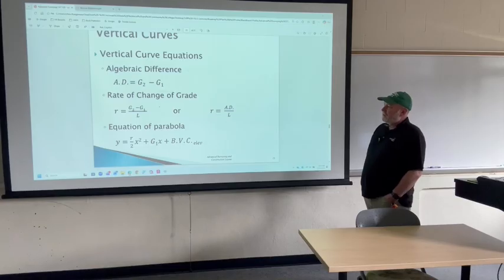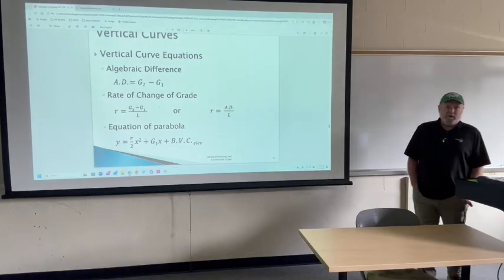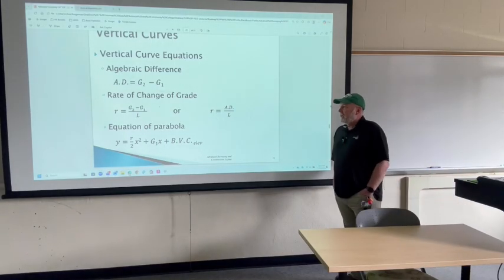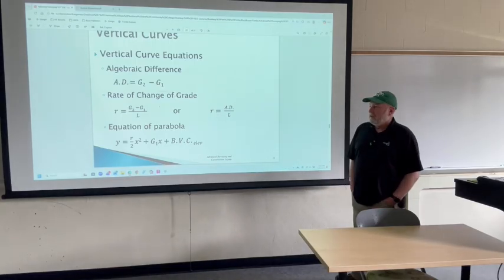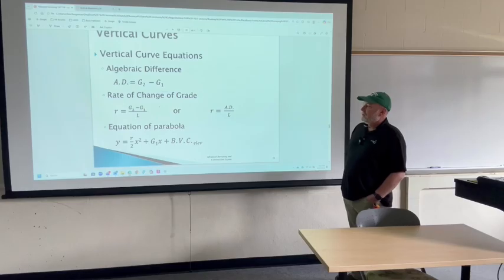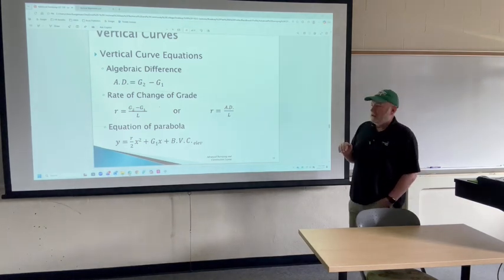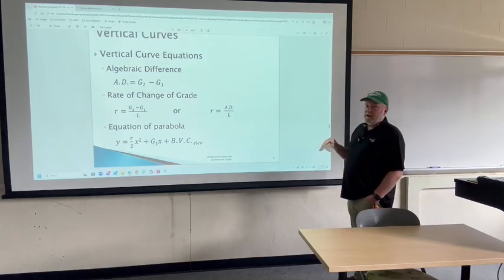Vertical curve equations, let's get into it again. The algebraic difference, grade 2 minus grade 1. The rate of change, which is very important when we get into the equation to solve these. The rate of change is your algebraic difference divided by the vertical curve length. G2 minus G1 divided by L.